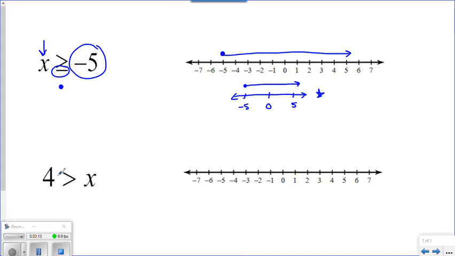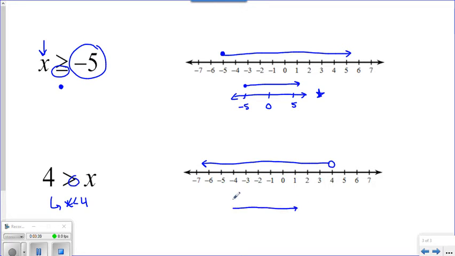For our next one, we have 4 is greater than x. If you're more comfortable, feel free to rewrite this as x is less than 4. Just make sure that whatever side of the inequality is with the variable stays with the variable when you flip it. So we go to 4. This is where we're going to have an open circle because it's strictly less than. And because it's less than, we're going to the left. So we go this way, and we want all those values that are smaller than 4.